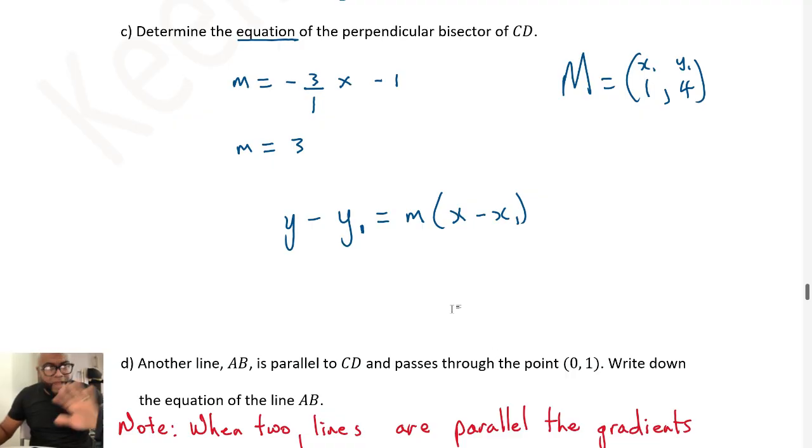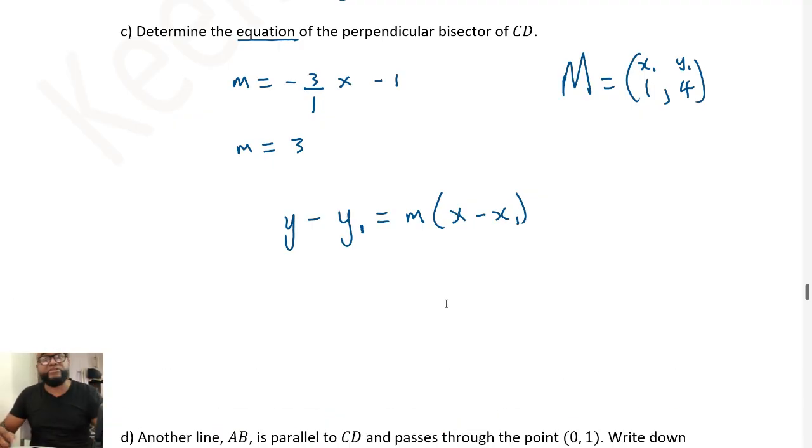You're not plugging in any value for y, you're not plugging in any value for x, right? That remains as y and x. So I'm going to put y minus, what is y1? 4, boom. Miriam, you with me? What is the gradient, what is m? 3.